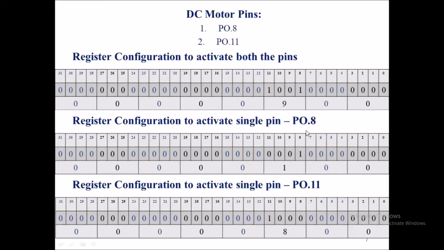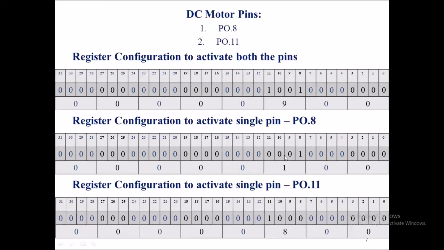Then only the DC motor will rotate either in the clockwise or anti-clockwise direction. So for the register configuration to activate a single pin, at a time you can activate only a single pin. So for port 08, you should represent 1 across that pin. As I told, there are 32 pins starting from 0 to 31, and you should represent 1 across that pin.